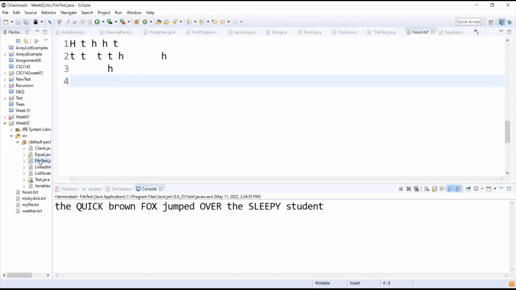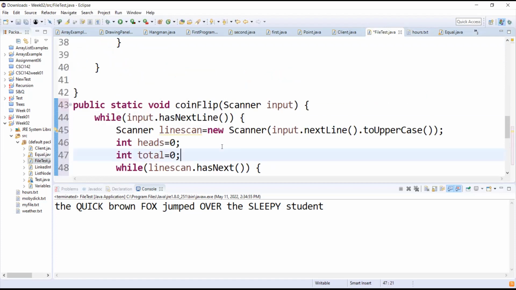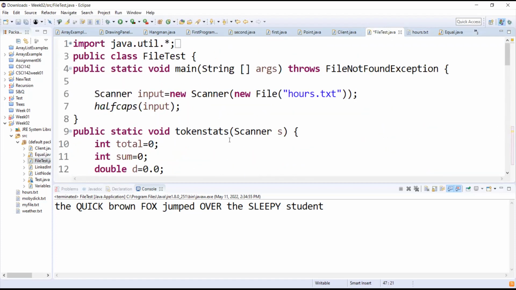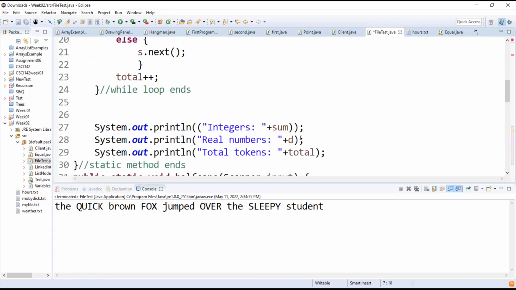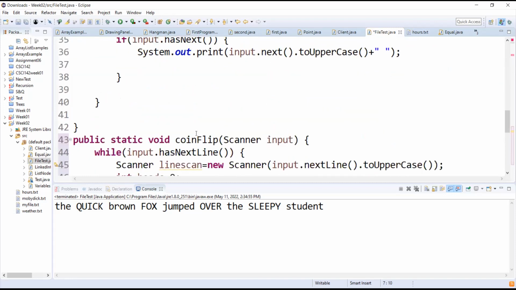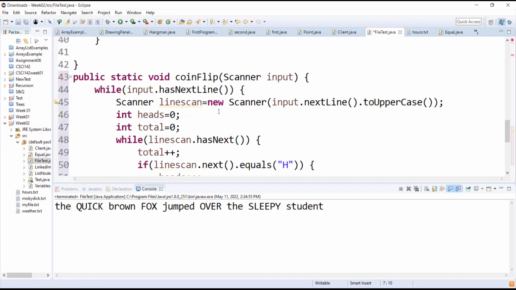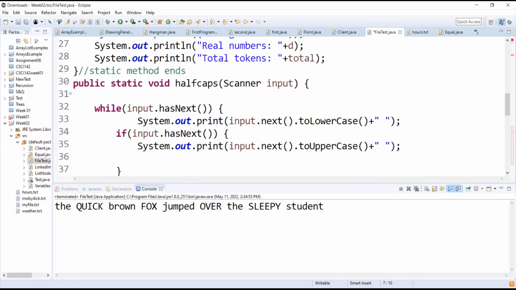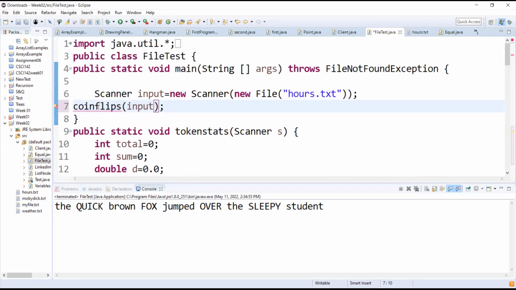Go in file test, and CoinFlip is our method name. Go back to your main method. What's the method name? CoinFlip is the method name, capital F. And passing our input, reading the file.